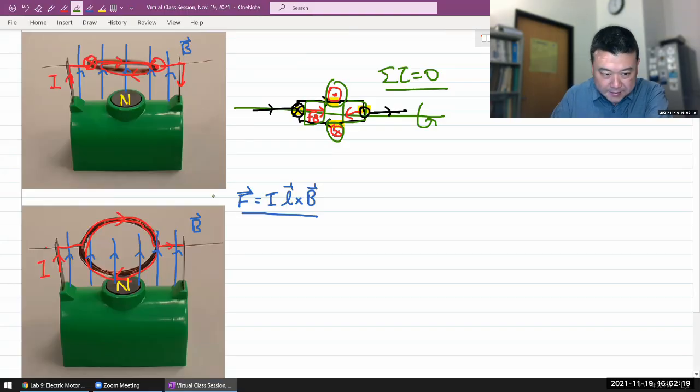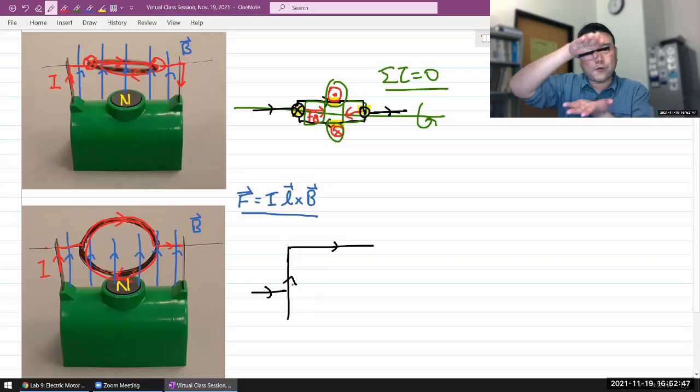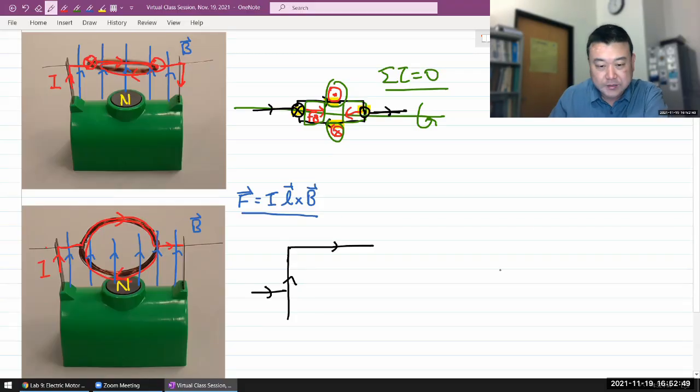So let's analyze the other orientation to see what it does. For the other orientation, we have current coming in, and on the left side of the coil, we'll have current that's flowing upward. And then on the top segment of the wire, current flowing to the right. And I know it's a circle. I'm just going to draw it as a square so that I can talk about the 4 sides with the 4 orientations.